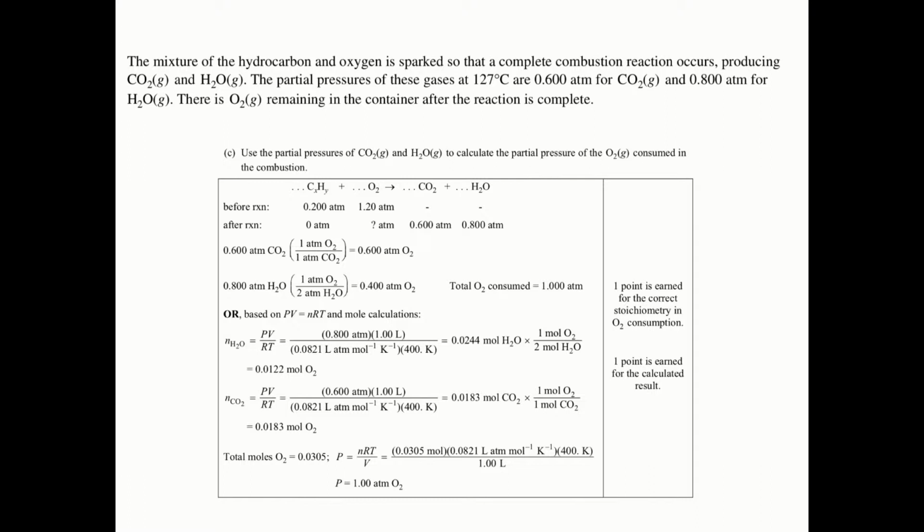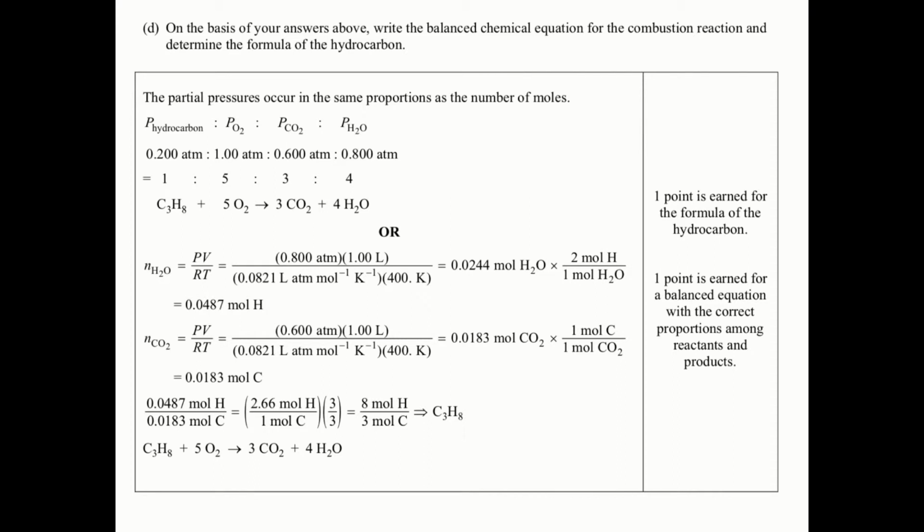Okay? So you get 1 point for the correct stoichiometry and 1 point for the correct answer. Okay? So when they talk about the correct stoichiometry and the consumption, knowing the 1-to-2 ratio. Okay? So it's possible that you got 0 out of 2. Fine. Right? You got an answer there. Now use it for D. So in D it says, on the basis of your answer above, write the balanced chemical equation for the combustion reaction.